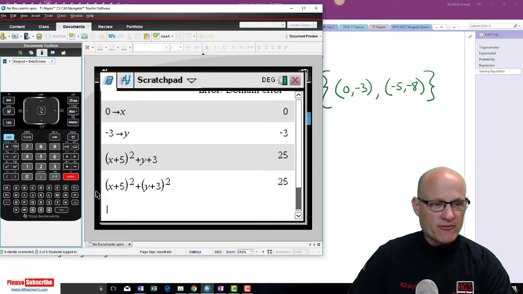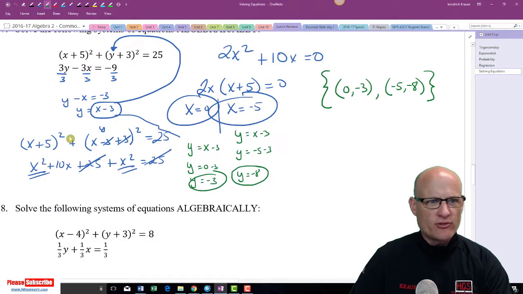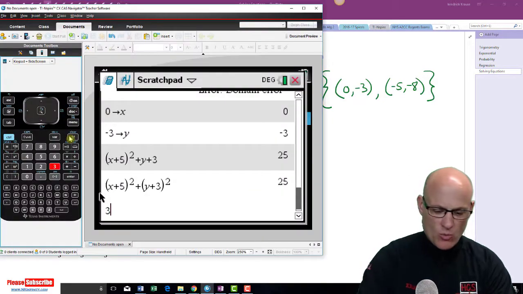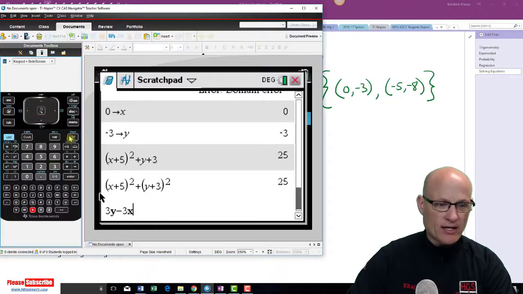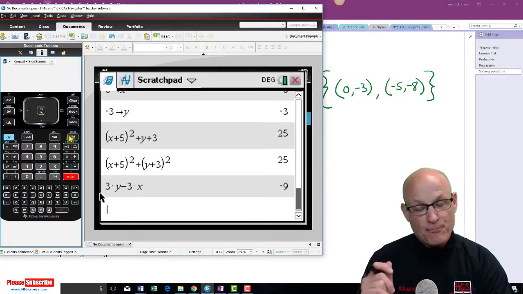So now we do -5, control var x. Oh, wait, hold on. We didn't check it in the other equation. I've got to check it in the other equation, too. The other equation is 3y minus 3x. Does that equal -9? Bam. Okay, so that point's good.